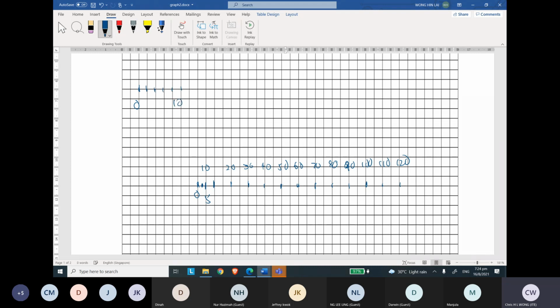Every 5 squares, I consider 10. So 1, 2, 3, 4, 5, 20. 1, 2, 3, 4, 5, 30. So in this case, you spread out the data. But if you take every 5 squares to represent 10, if I have 120, I don't think you have enough space in the end. Am I right? So it all depends on you. You must look at the data that they give to you, then you decide how many squares represent the data that you want to present.